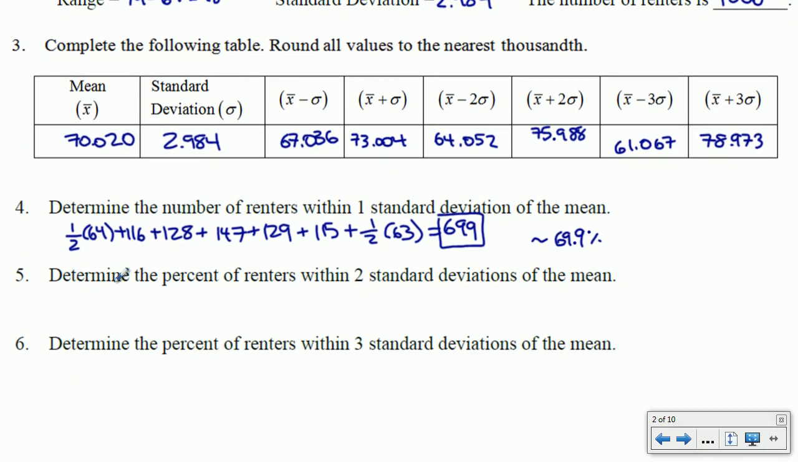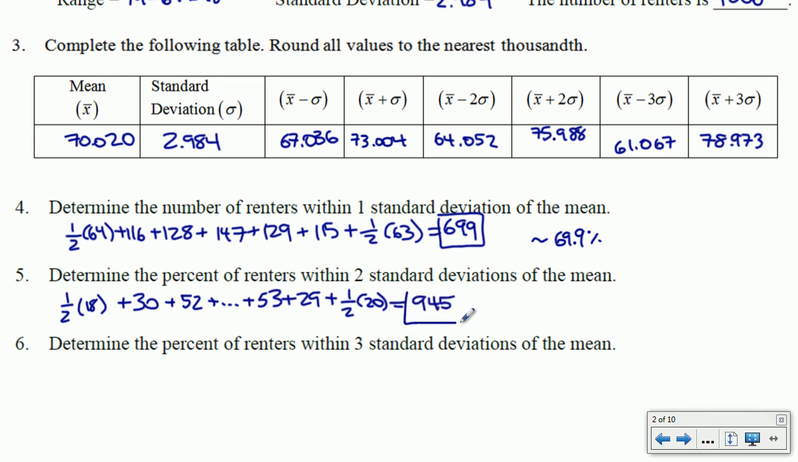Now we can do a similar thing with number 5. We're going to determine the percent of renters within 2 standard deviations of the mean. On the lower end, we're dealing with 64, and on the upper end, we're dealing with 75.9, so we could maybe call that 76. So here we're going to go 1/2 times 18 plus 30 plus 52, and so on, plus 53 plus 29 plus 1/2 of 20. Which is going to give us 945. And if we divide that by 1,000, we get approximately 94.5%.